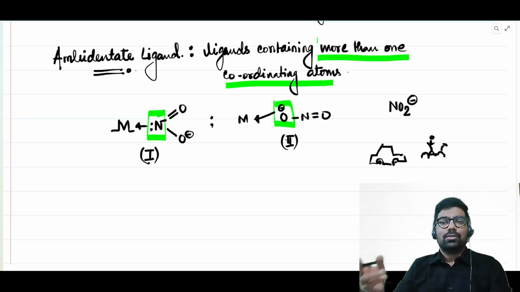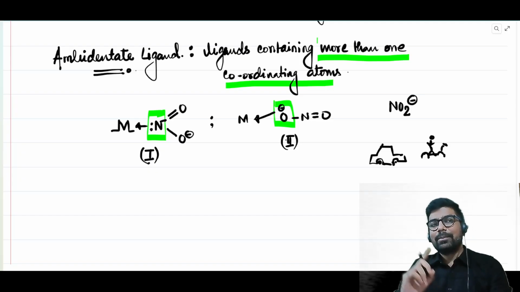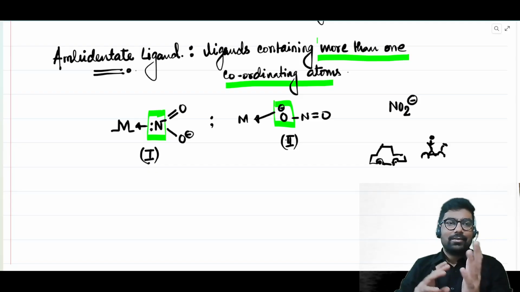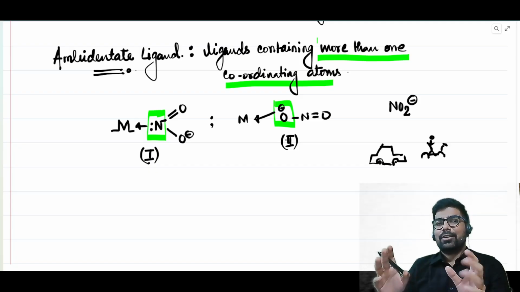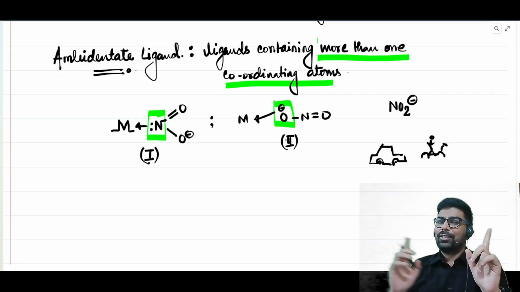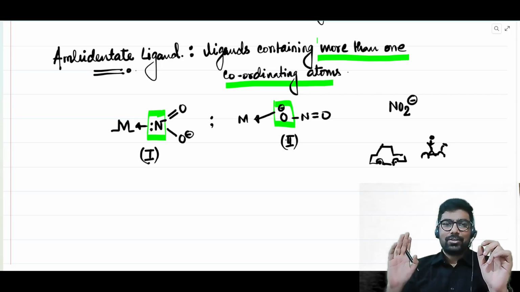You can't take both. You can't drive two at the same time, right? So this is a basic difference between a flexidentate and an ambidentate ligand. ठीक है, ambidentate ligand में क्या होता है, एक ही बाइंडिंग साइट है, either you can use nitrogen or you can use oxygen.